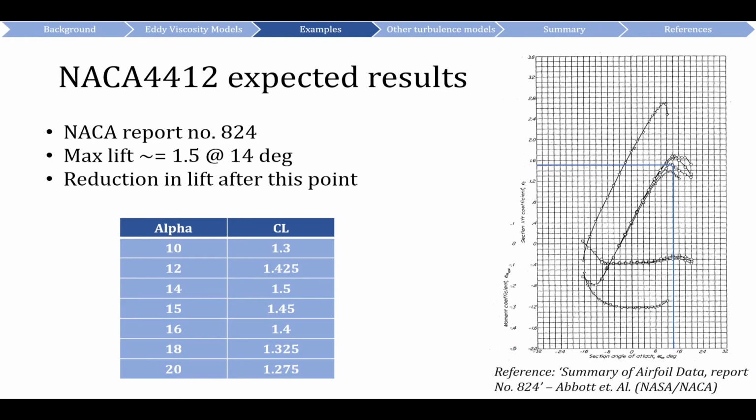Before running any simulation, it's always a good idea to have a look at the expected results. So I have a reference here of Abbott et al., NACA report 824, where they determined the lift coefficient versus angle of attack for NACA 4412, and the circles here represent our Reynolds number of 3 million. It's quite hard to see here, but I've taken the values and put them in the table here: the angles of attack and the lift coefficient they determined from the experiment. Looking at this, we would expect the stall angle of the airfoil, in other words the maximum lift coefficient, to be 14 degrees, and that lift coefficient was 1.5.